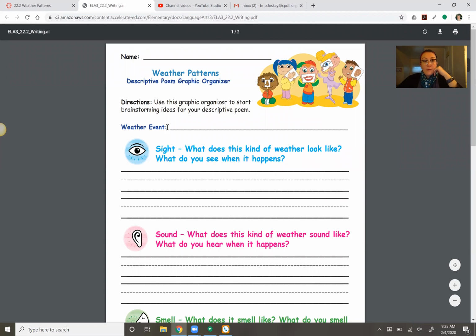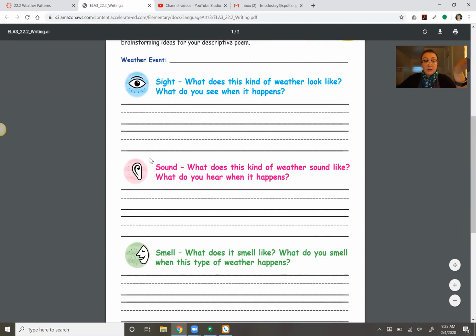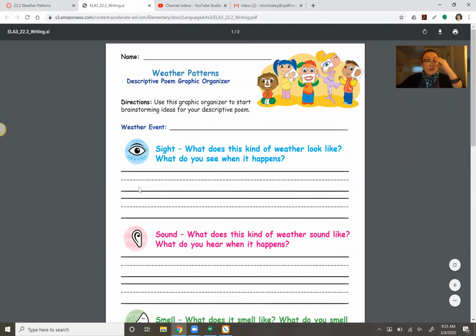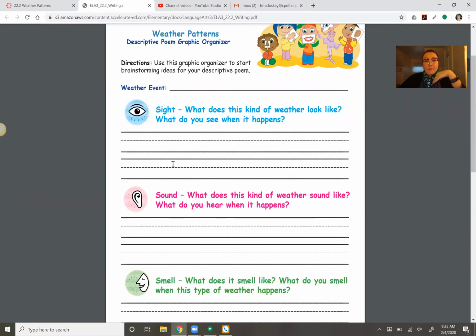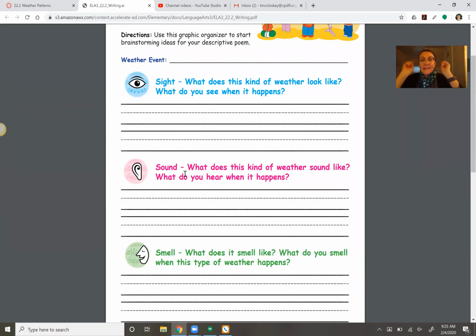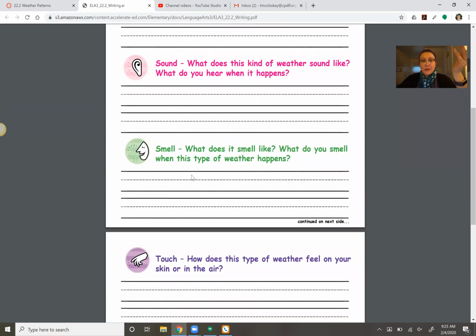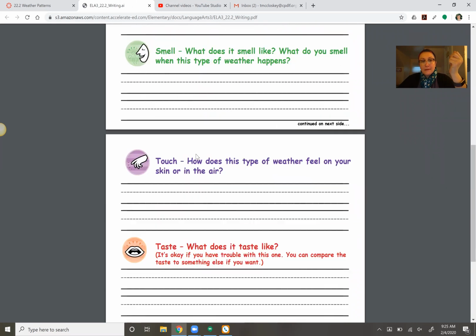So you're going to write the weather event you chose up here, like the blizzard, a dust storm, a drought. Then you're going to discuss your 5 senses in regards to this weather event. So sight, what does this kind of weather look like? What do you see when it happens? Sound, what does this kind of weather event sound like? What do you hear when it happens? Smell, what does it smell like? What do you smell when this happens?